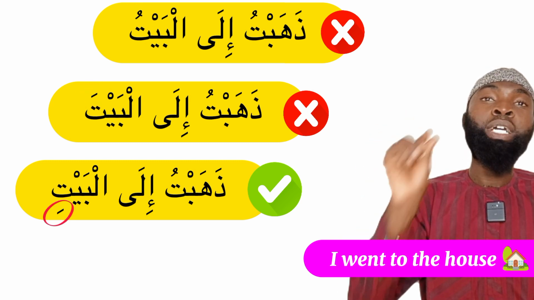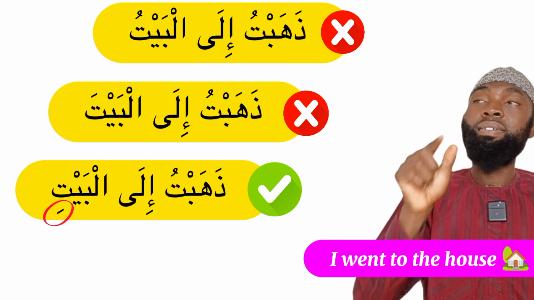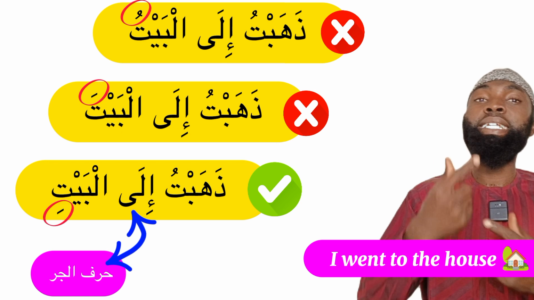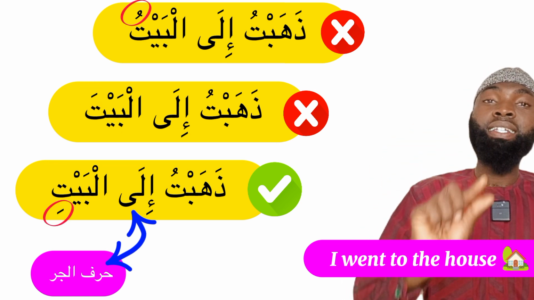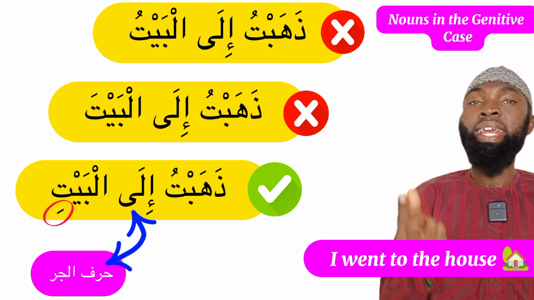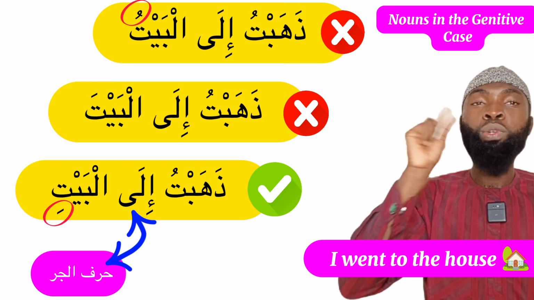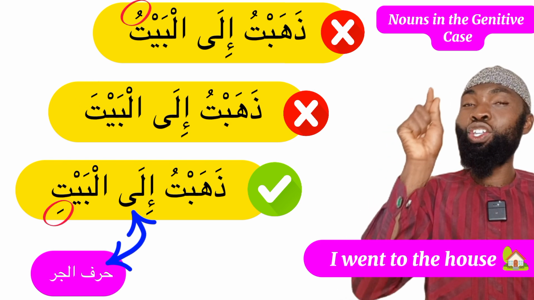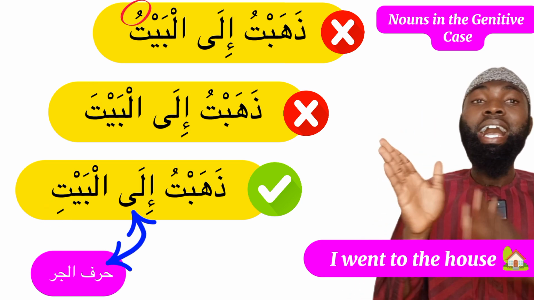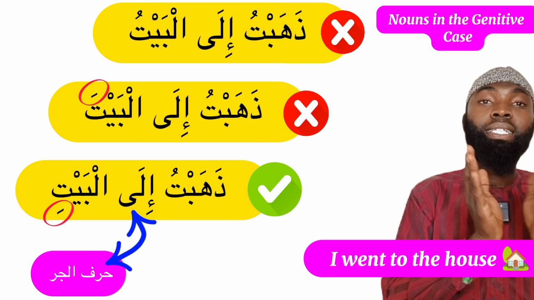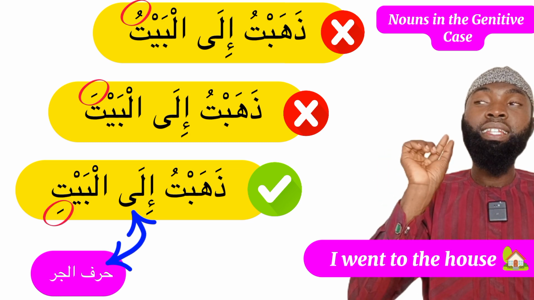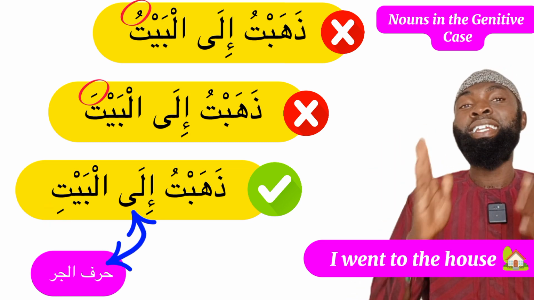Because the word al-bayt is a noun, and this noun is appearing after ila, and ila is harful jar, a preposition, which when it appears before a noun, changes the noun to carry kasra, which we call the majrur, that is the genitive case. So the first one, al-baytu, is not correct. And the second is not correct because al-bayt appears after ila, and ila and the likes of this, huruful jar, these prepositions, change every noun coming after them into the majrur case, the genitive case carrying kasra.